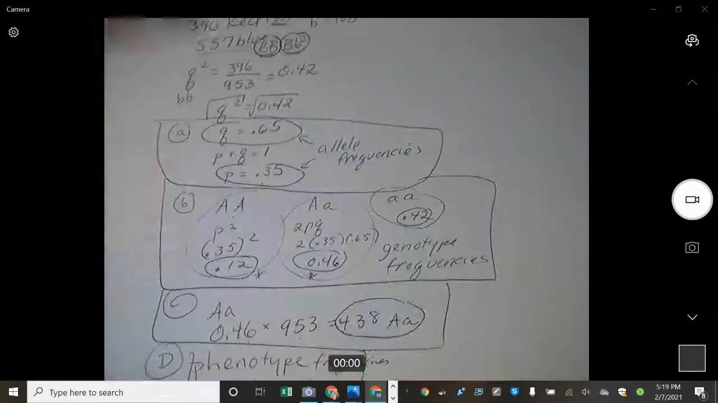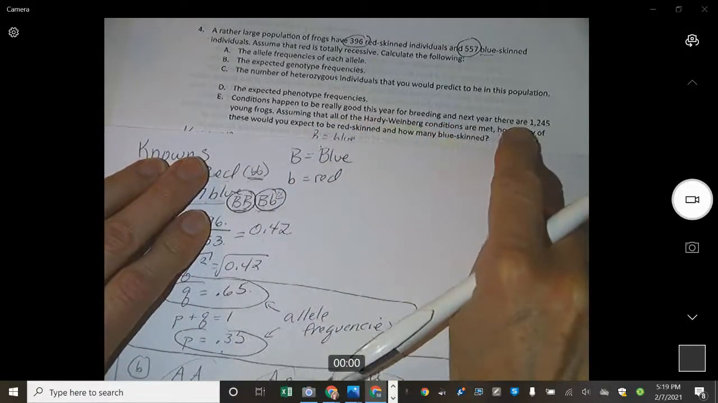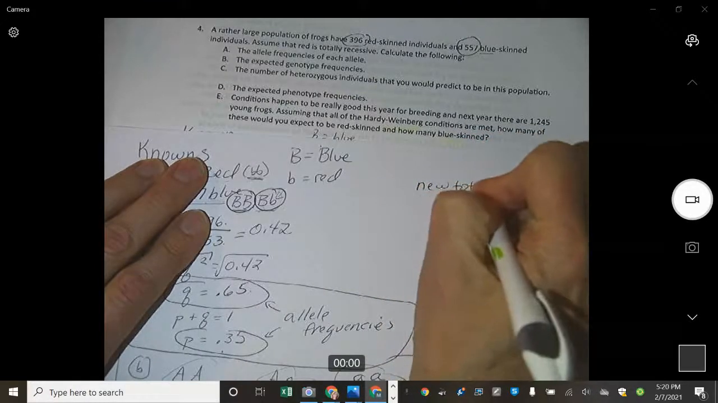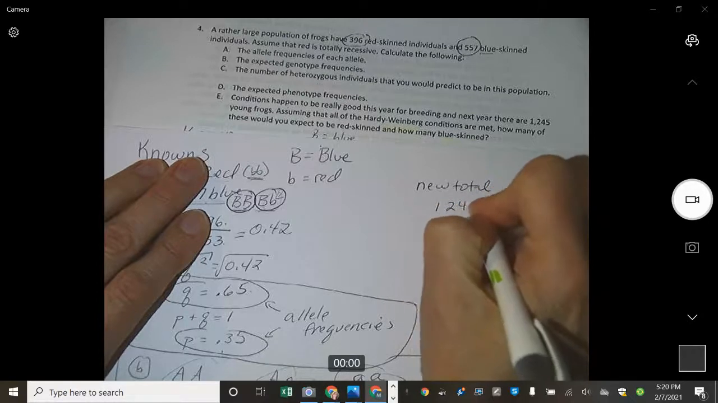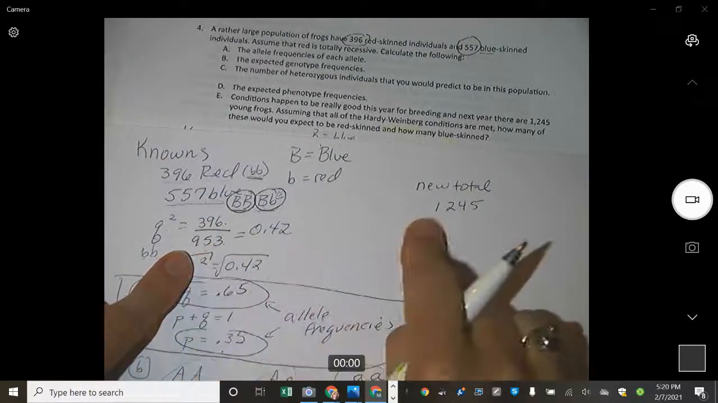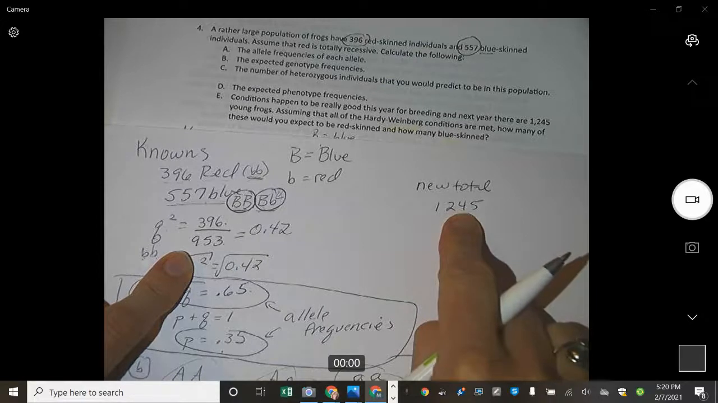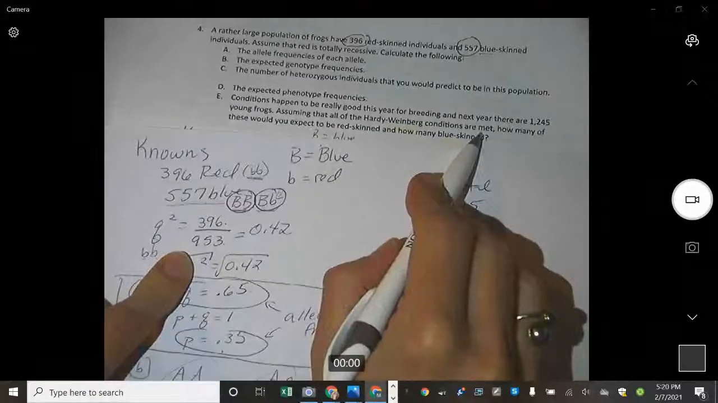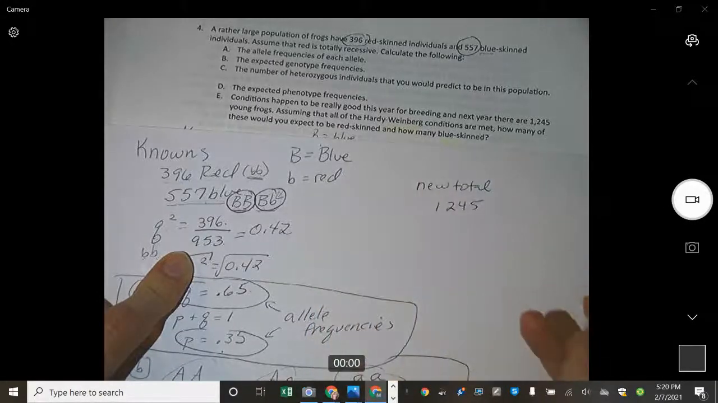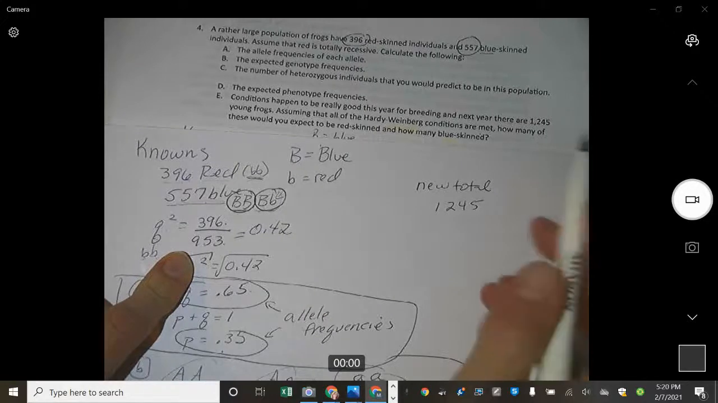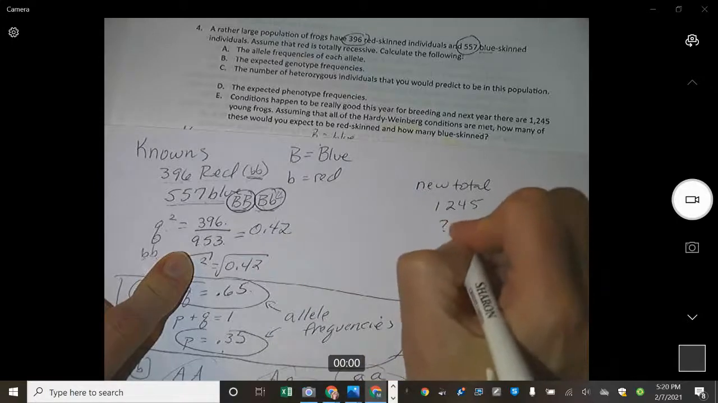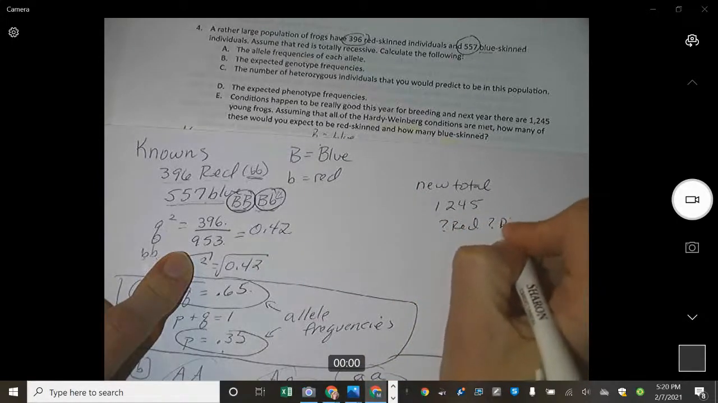Okay, so the last part, part E, says the conditions happen to be really good this year, and the next generation has 1,245. So new total. We have more frogs this year. 1, 2, 4, 5 total. So instead of 953 total, now next year I have more. There's 1,200 and something total. Assuming that all of these Hardy-Weinberg conditions are met, there's no migration, there's no selection, there's no sexual selection, they're all just mating and making more babies. How many of these would you expect to be red and how many blue? So how many red, how many blue is what I'm looking for.